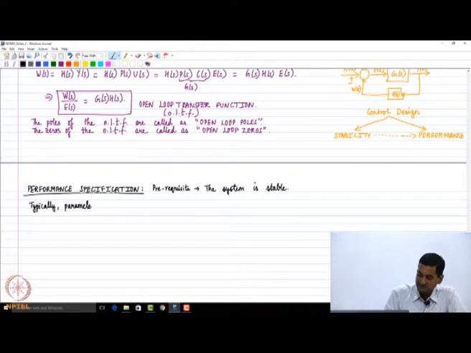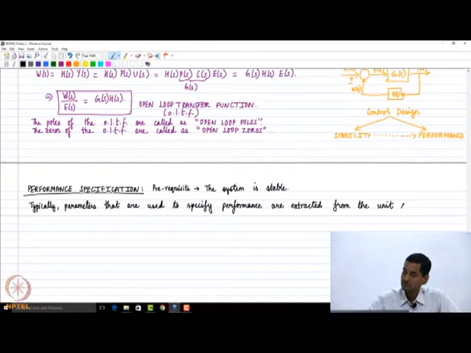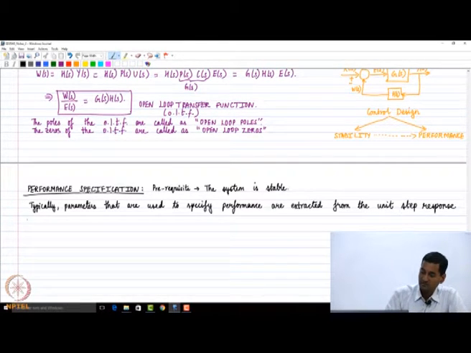And typically the parameters that are used to specify performance, or quantify performance, I should say, are extracted from the step response of first order and second order systems.